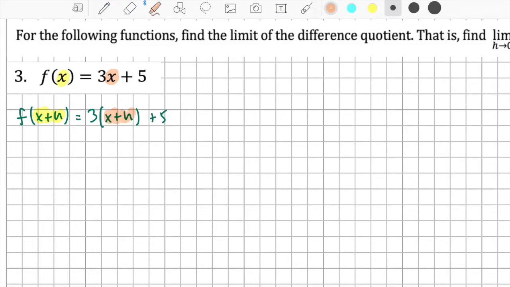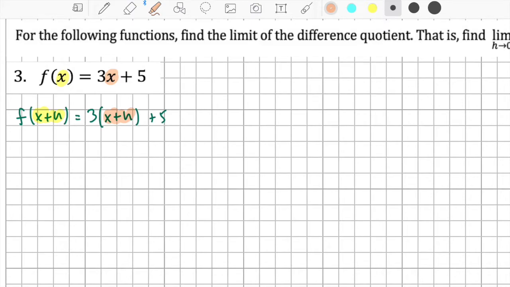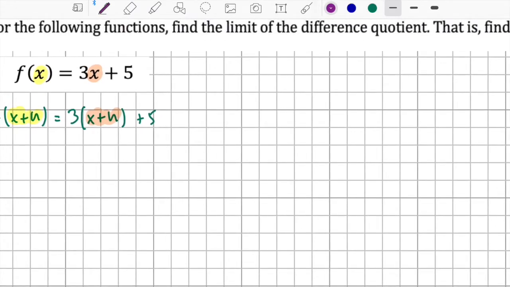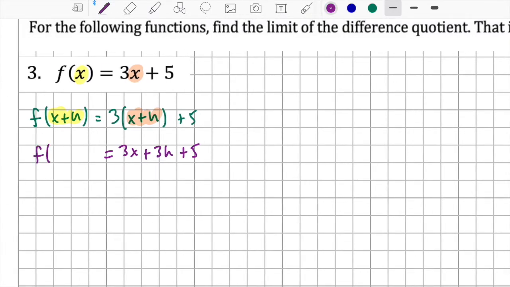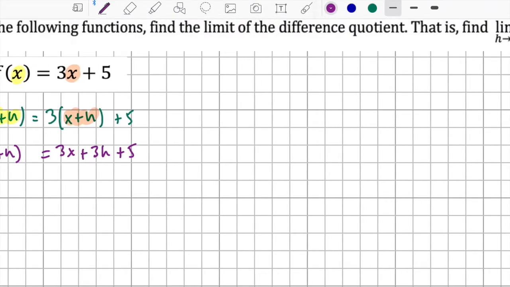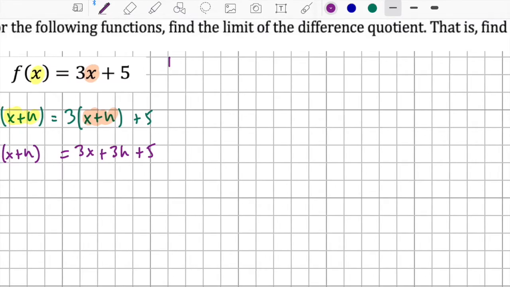So again, notice the x was replaced with x plus h, and you replace it everywhere. So now we know what f of x plus h is, and you could either leave it like that here, or you can expand it. Actually, let's make things easier. So why don't we go ahead and distribute the 3. So we have 3x plus 3h plus 5. So that is our f of x plus h. So keep that in mind. So again, let's find the limit of the difference quotient.